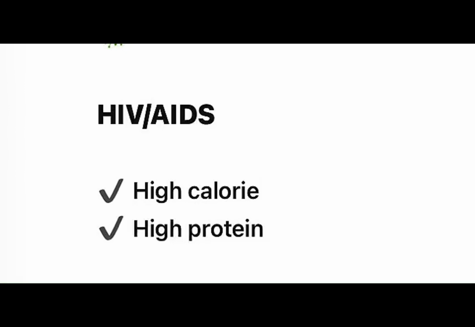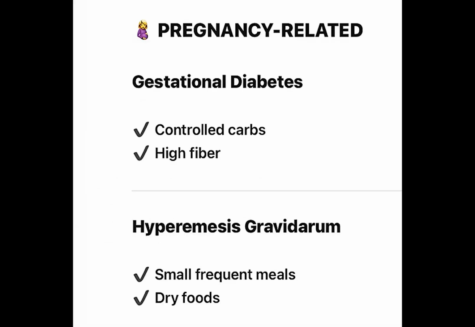In HIV/AIDS, give a high calorie and high protein diet. In gestational diabetes, give controlled carbs and high fiber. And in hyperemesis gravidarum, give small frequent meals and dry foods.